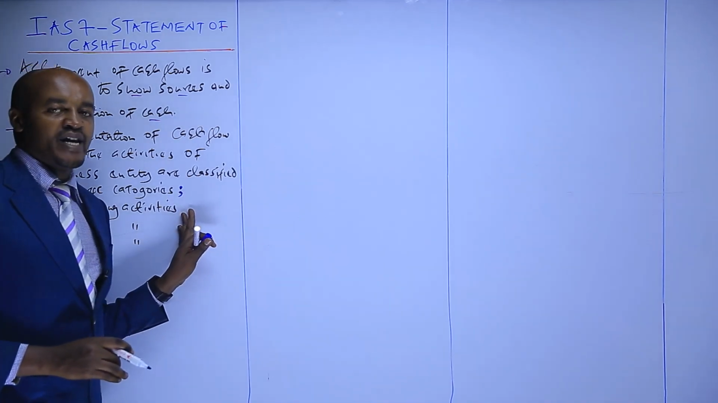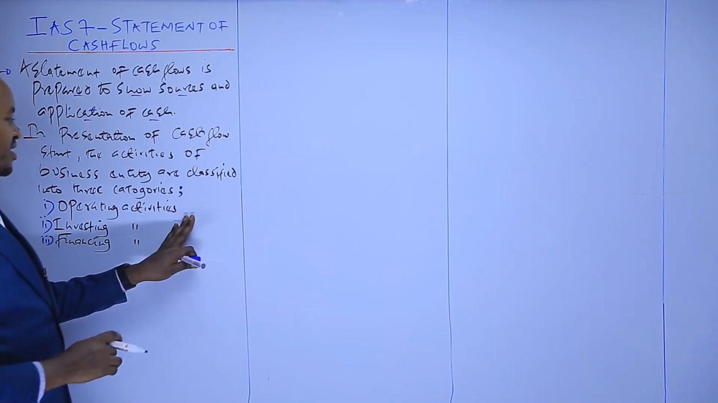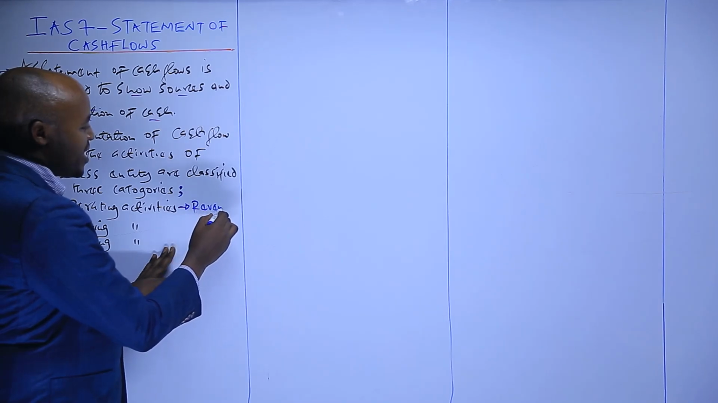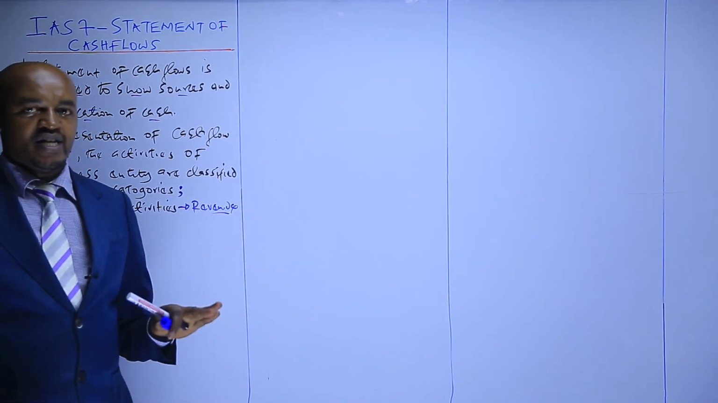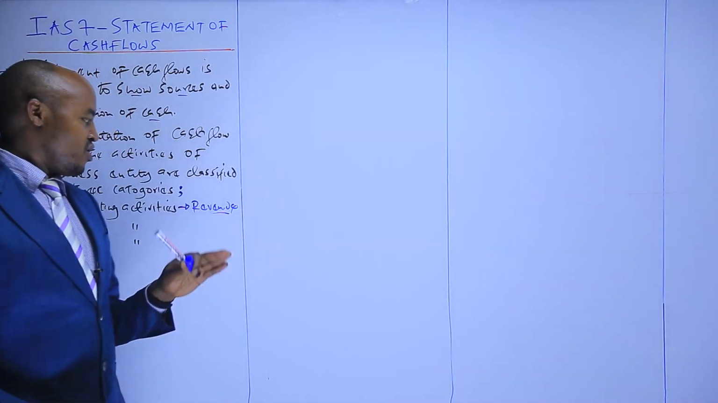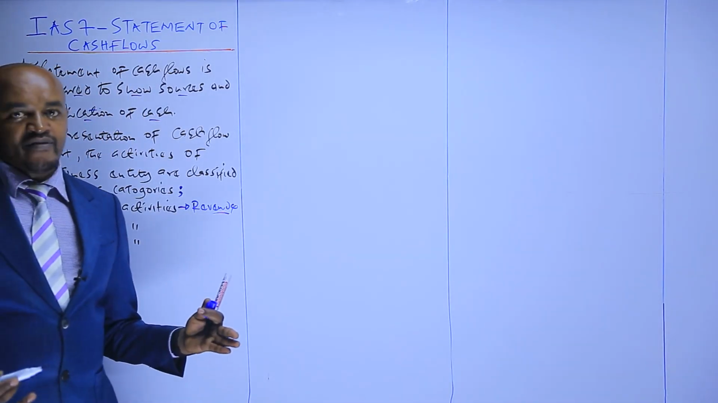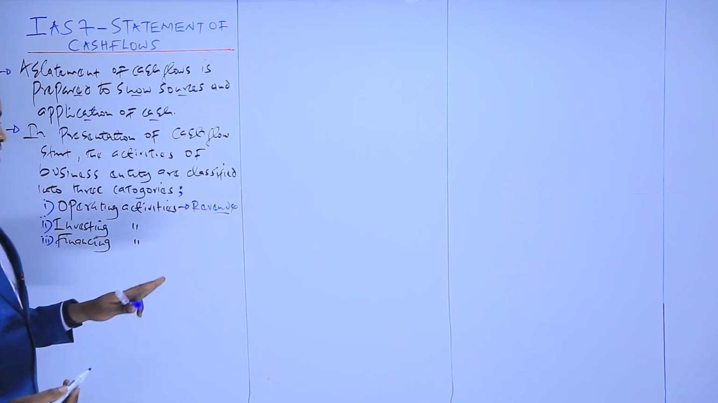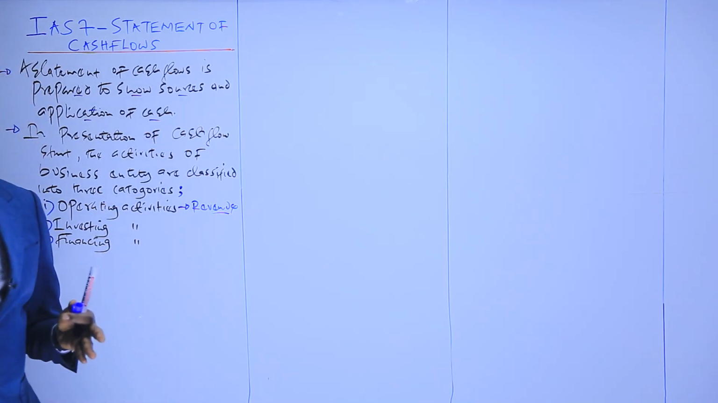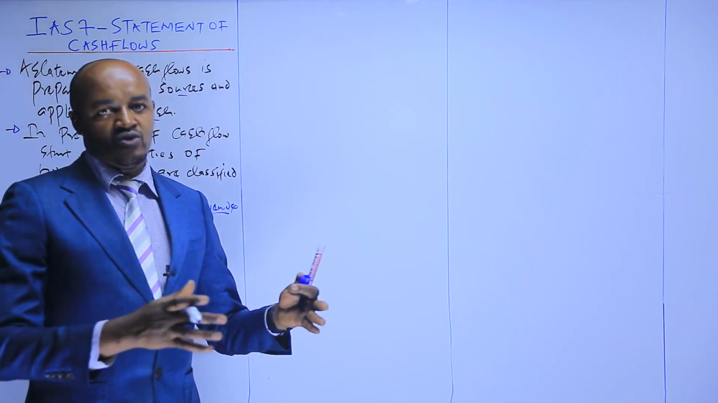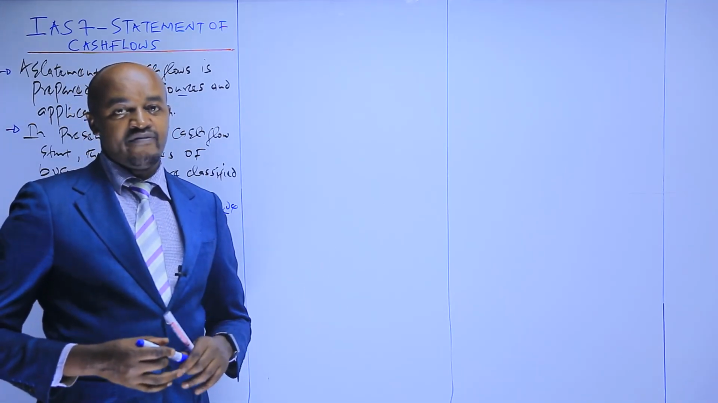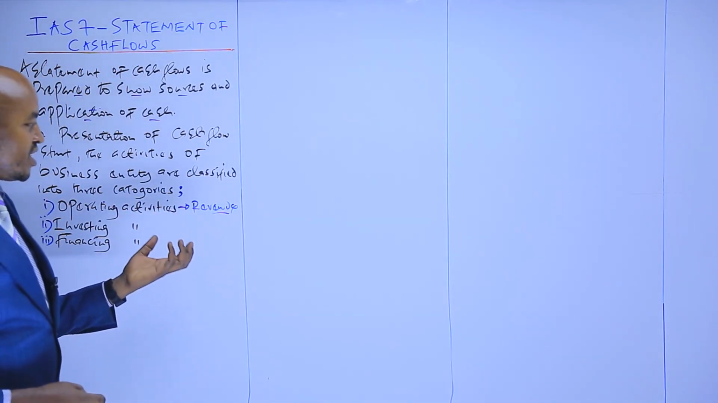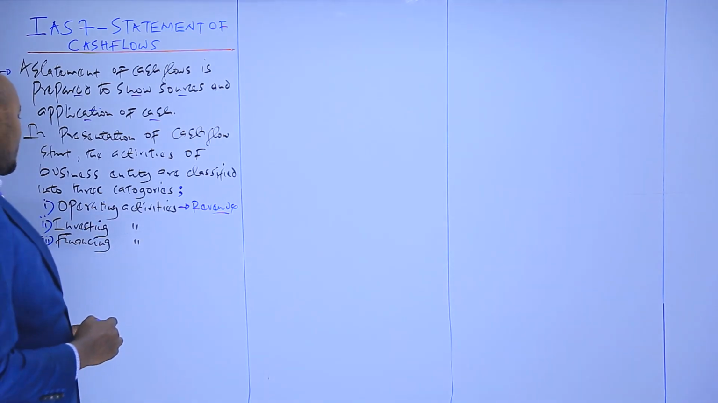So what do we mean by operating activities? When we talk about operating activities, these are the activities undertaken by a company or by a business entity to do what? To generate revenue. A good example of such activities is provision of services. If the company provides services to its customers, that is an operating activity. Another good example is the sale of goods. The company may be selling its goods to customers in order to generate revenue. So operating activities are those activities undertaken by the company to generate revenue, to generate income.